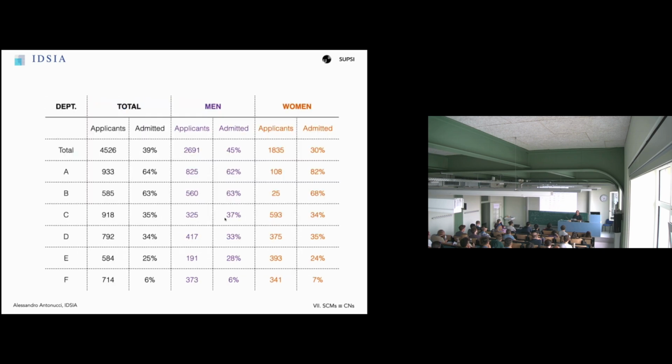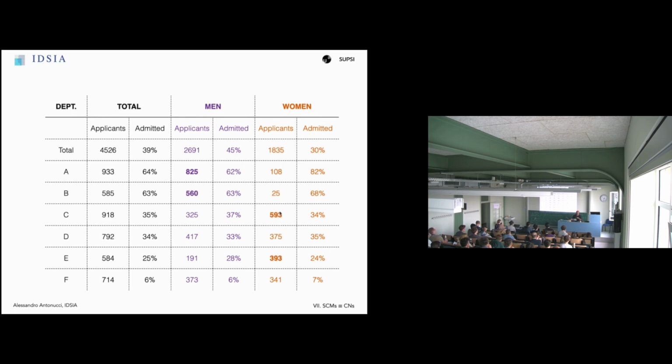So then if you disaggregate with respect to the faculty, you see that, in fact, there is not such a huge difference with respect to gender. It's just that women applied to more selective faculties. So this was at least the explanation. But they are just different variants of the same paradox.